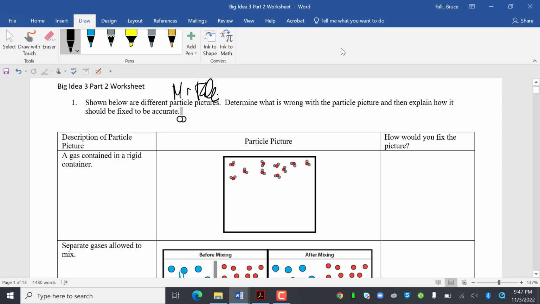Shown below are different particle pictures. Determine what is wrong with the particle picture and explain how it should be fixed to be accurate. A gas contained in a rigid container. How would you fix the picture? I need to have some of these particles here, some of these particles here, some of these particles here, some of the particles in the middle, which to put that in English means spread out Mickey Mouses.